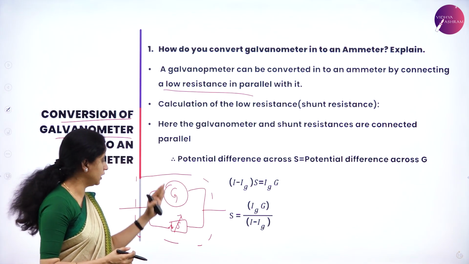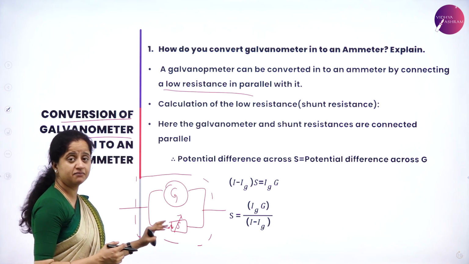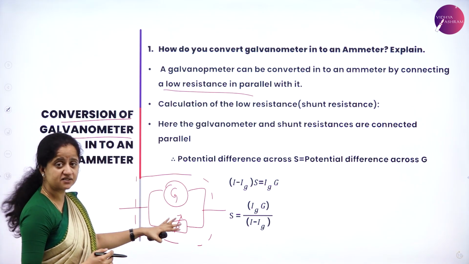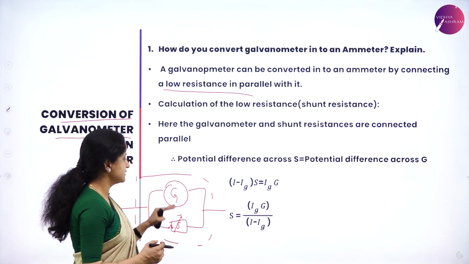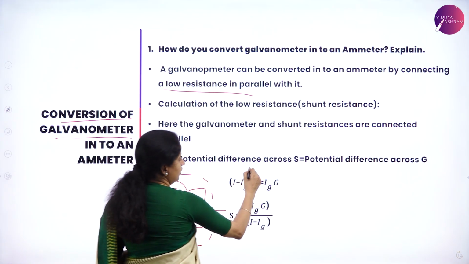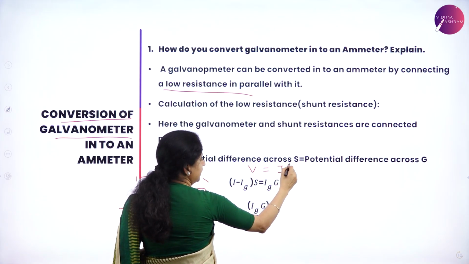Here I have shown how the galvanometer and the shunt resistance can be connected in parallel. So we can say that the potential difference across S, which means V across S, is equal to the potential difference across the galvanometer. From Ohm's law we know V is equal to I into R.